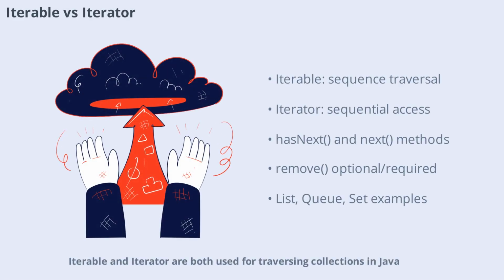Iterable and Iterator are both used for traversing collections in Java, but they serve different purposes. Iterable provides a way to iterate over a sequence of elements, typically using the iterator method. Iterator, on the other hand, helps in sequentially accessing elements with hasNext and next methods. While remove is optional in Iterable, it's required in Iterator. Common examples include List, Queue, and Set for Iterable, and ListIterator or Enumeration for Iterator.